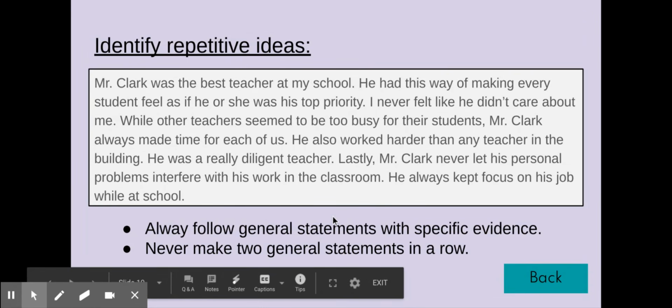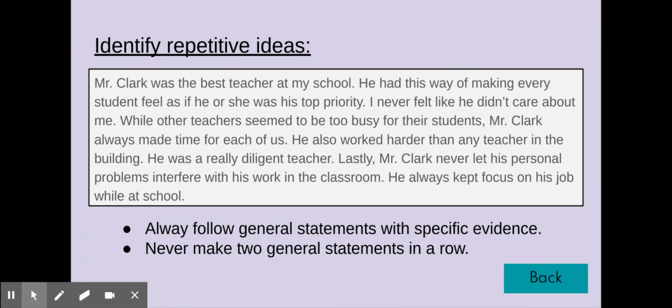So this is kind of a rule that I haven't ever seen written anywhere, but just what I think is good to follow as a writer: never make two general statements in a row. If you make a general statement, always follow it up with specific evidence. If you can remember that, then your writing is going to greatly improve.